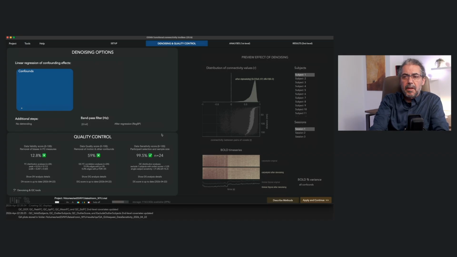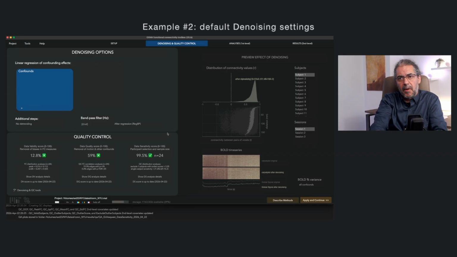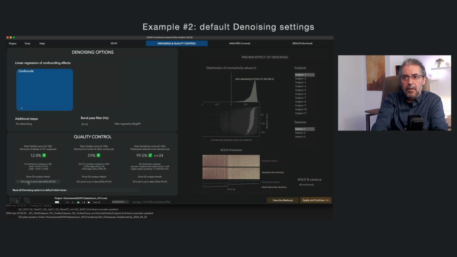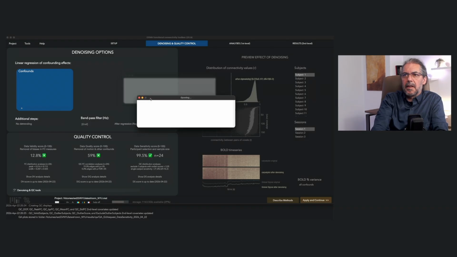Okay, so the first thing that we would do with this data is try some standard denoising strategy. We can do so in conn, selecting the option Denoising and Quality Control Tools menu, the option that reads Reset All Options to Default Initial Values. Let's click on Yes. Okay.